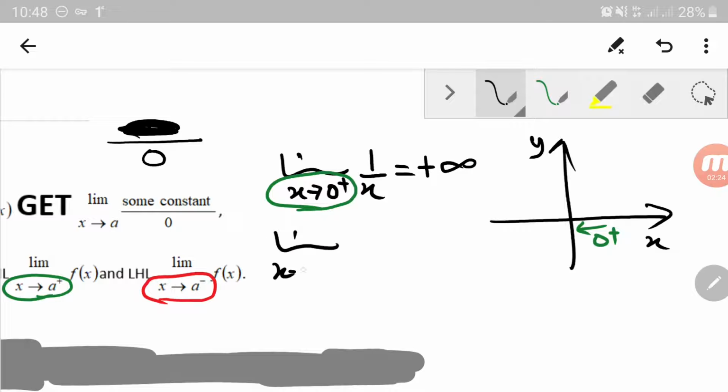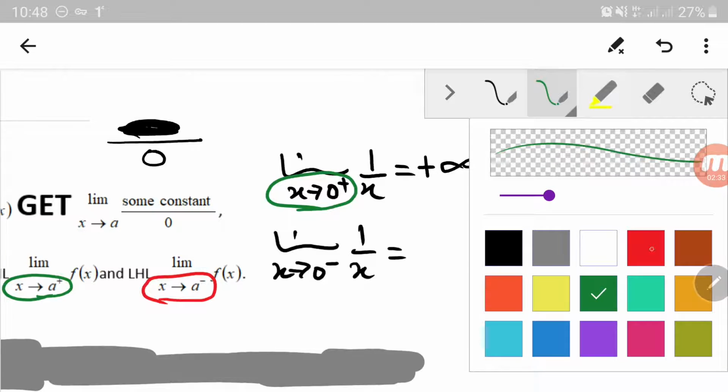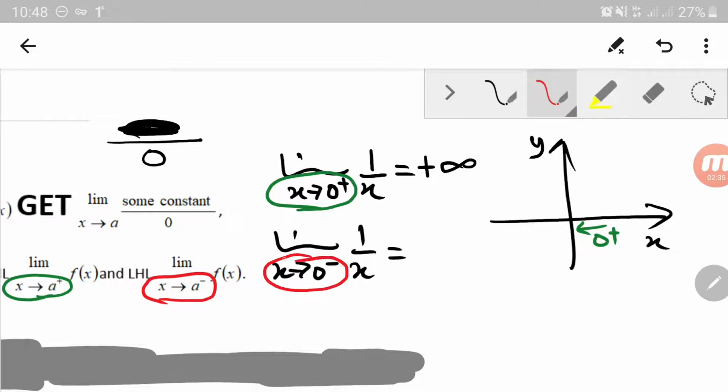Now, what happens if we redo the same thing, but consider 0 from the left? Let's have a look. 0 from the left means the values of x closer to 0 are on the left hand side of 0, which means the values of x are less than 0. So they are negative numbers. If we divide 1 by those numbers, we will get negative infinity.